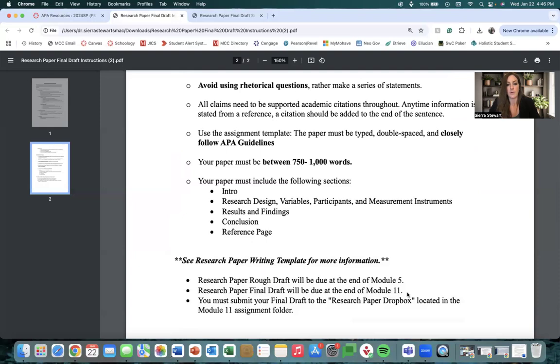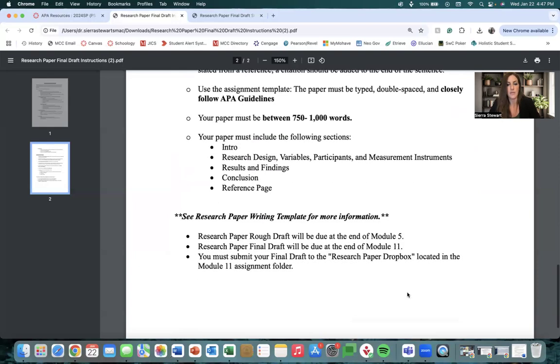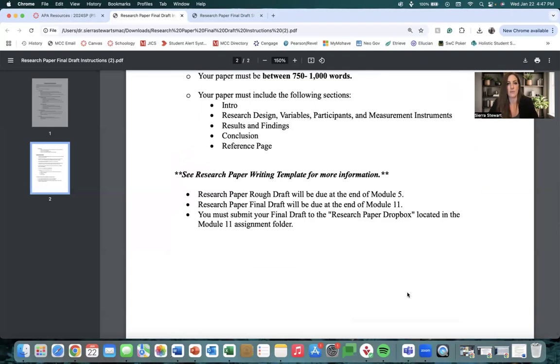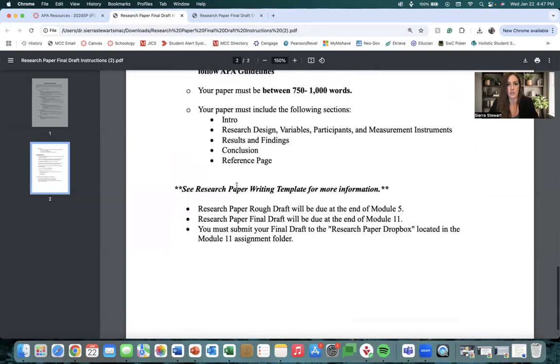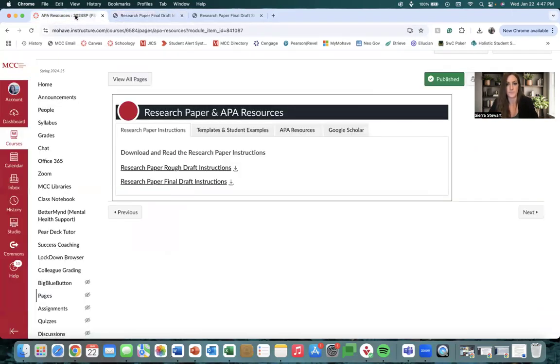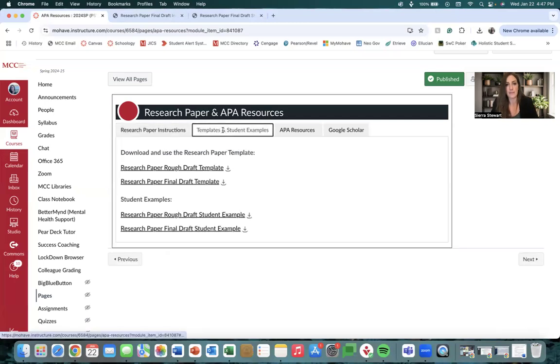So then your rough draft, again, was due in Module 5. This one will be due in Module 11, and you're just going to go ahead and submit it to the Dropbox. All right, so that's really just a summary of everything that you need to know in terms of the instructions. Okay, now let's get to the template.